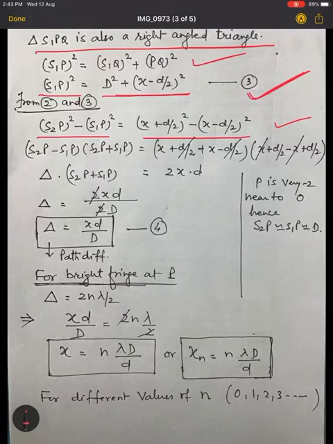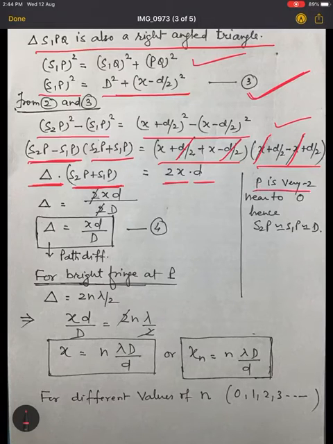Now the left hand side can be written by using the identity a square minus b square, that is (a minus b) and (a plus b). And the right hand side can also be written as a square minus b square, as (a plus b) into (a minus b). Now in the first term, d by 2 cancels d by 2. In the second, x cancels x. So we have S2P minus S1P, which is the path difference, and the next is S2P plus S1P. And here x plus x is 2x, and d by 2 plus d by 2 is d. So this delta can be written as 2xd upon S2P plus S1P.